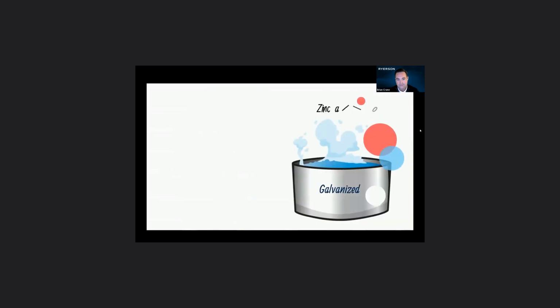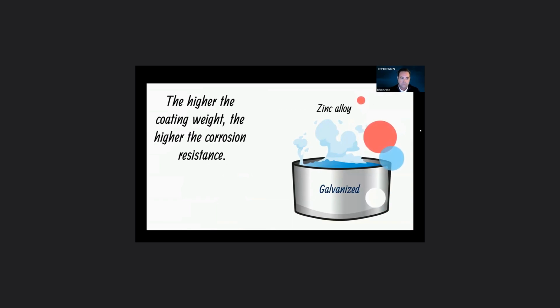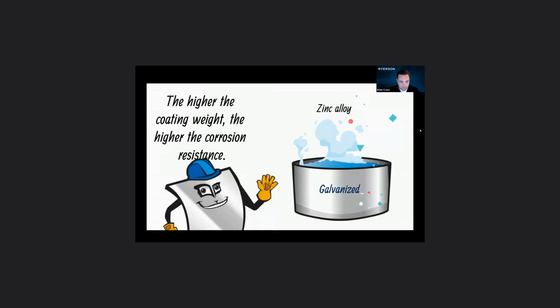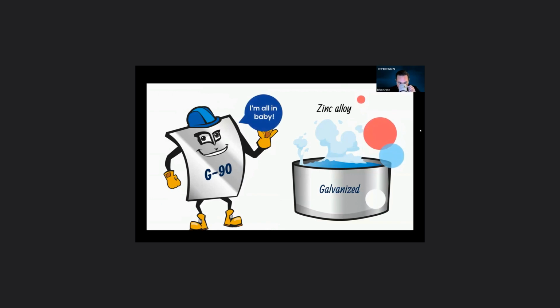Okay, well here's my bath, galvanized. It's a zinc bath. How much zinc, you ask? Well, that depends on the specified coating weight. The higher the weight, the higher the corrosion resistance. Me, I'm going all in. G90. That means 0.9 ounces of zinc coating applied per square foot on both sides.